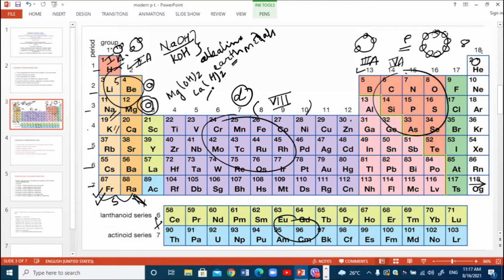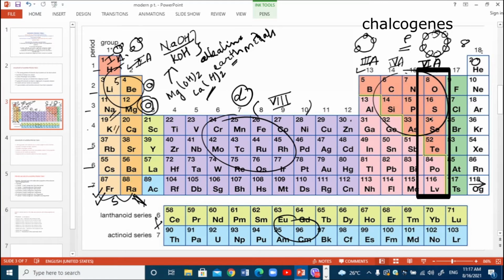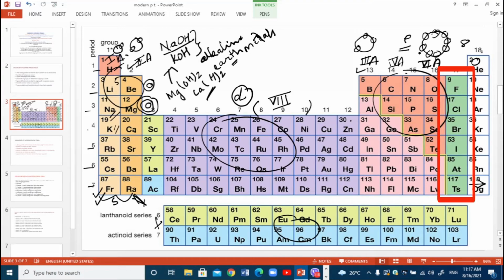Now we'll see group 6A. Group 6A elements are called chalcogens: oxygen, sulfur, etc. They are called chalcogens because they are found combined with copper in nature. These are non-metals. And group 7A elements are fluorine, chlorine, bromine, iodine.